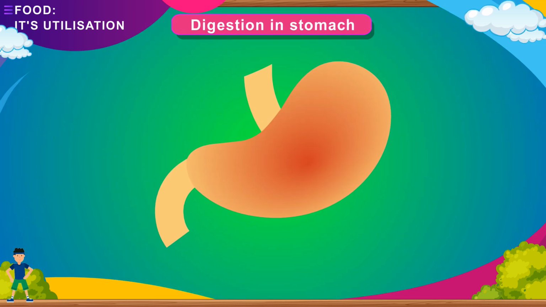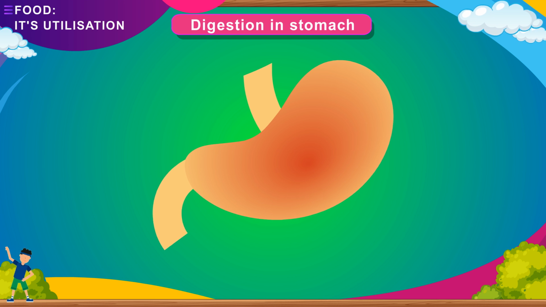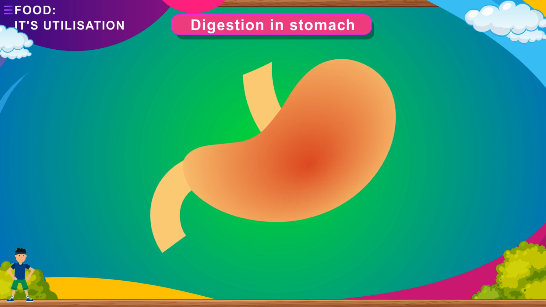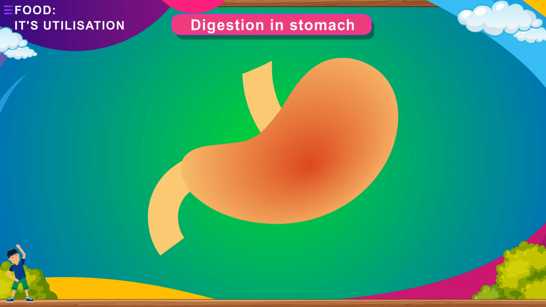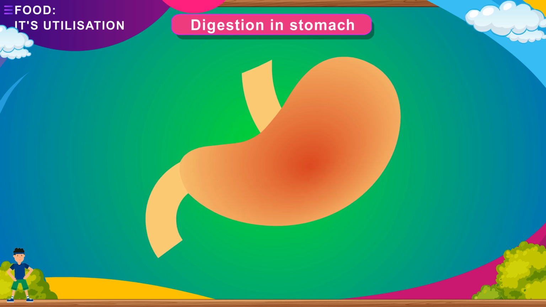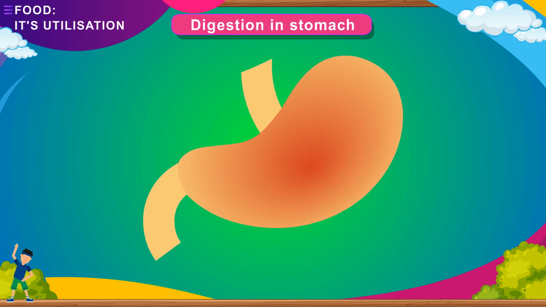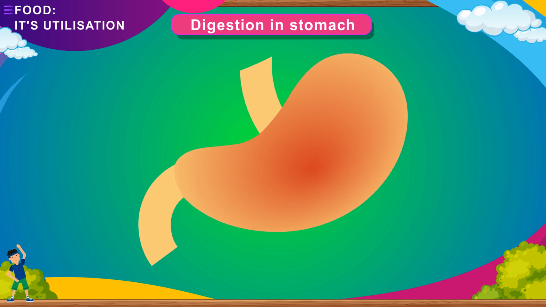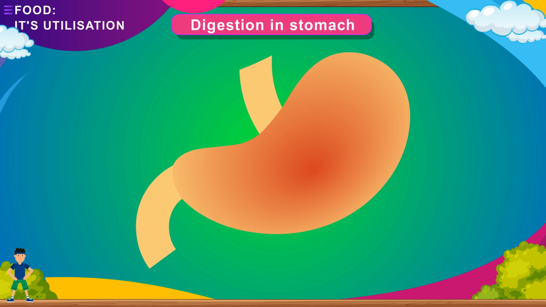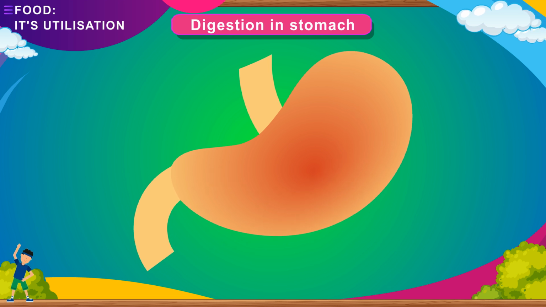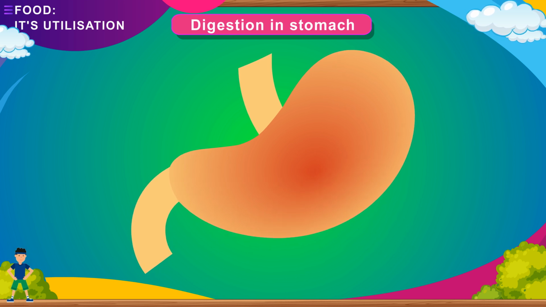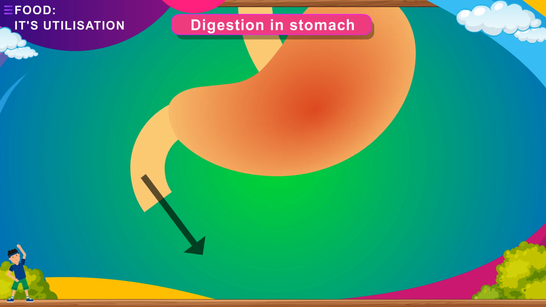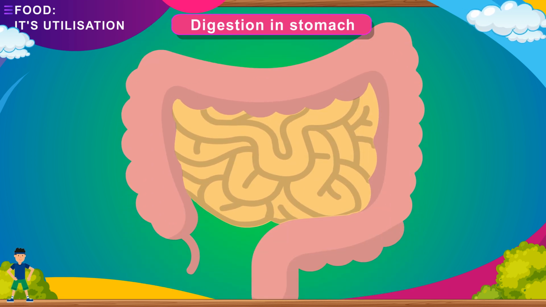Digestion in stomach. A healthy diet consists of carbohydrates, proteins and fats. All these components of the food are acted upon by the gastric juice and changed into simpler compounds by the action of biochemicals called enzymes. After a few hours, depending on the type of food, the paste-like semi-digested food is passed out of the stomach into the small intestine.